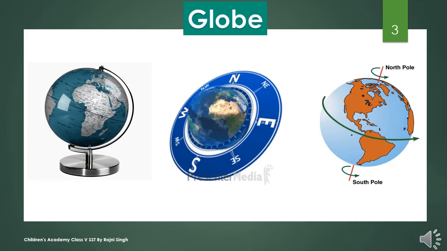Now students, imagine कीजिए एक imaginary line जो center of earth से गुजरकर north and south pole को join करती है. उस imaginary line को हम axis of earth कहते हैं. And this axis of earth is tilted at an angle of 66 whole 1 by 2 degree to the plane of the earth's orbit. The earth spins from west to east on its axis. Let us find out more about its movement. The two movements of the earth are rotation and revolution. So we will read rotation and revolution one by one.